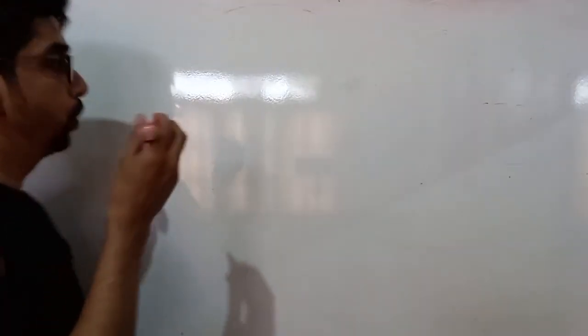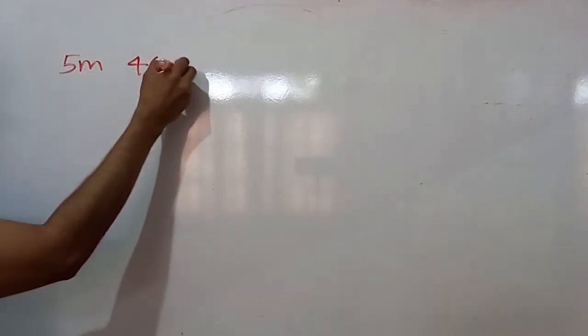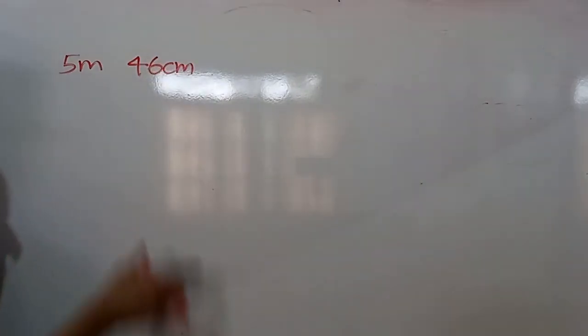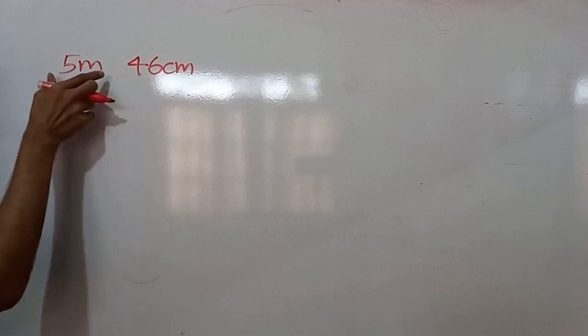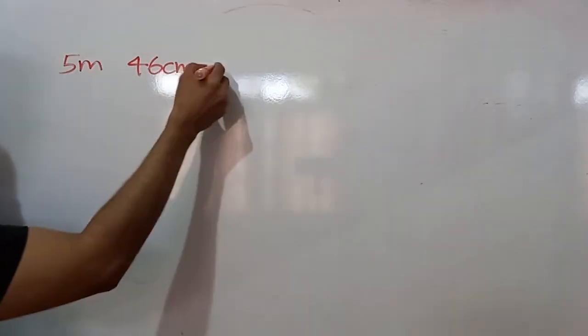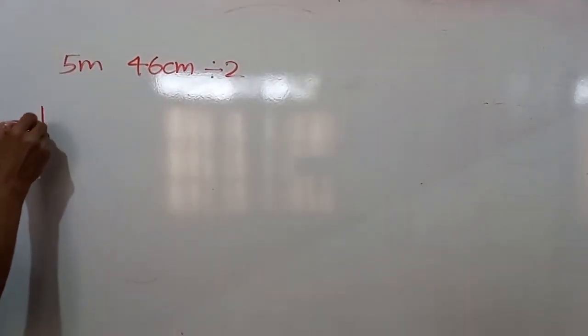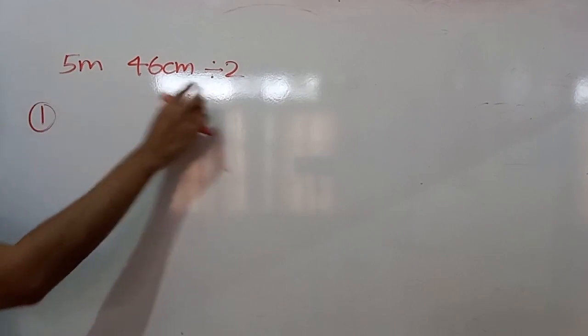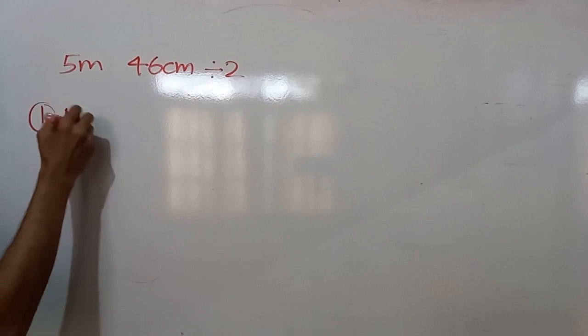Right. So now write down the subheading, dividing fractions. Dividing fractions. We will take 5 meters and 46 centimeters, right? So the given length is given in both meters and centimeters. Now we will divide this using by what? By 2. So we will take the first method, right? So kindly write down 5 meters and 46 centimeters divided by 2. So this is method 1.